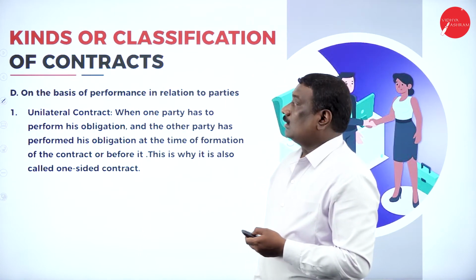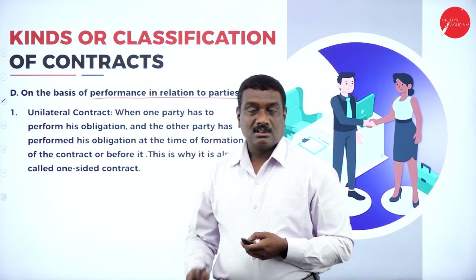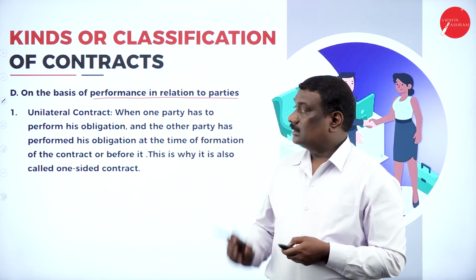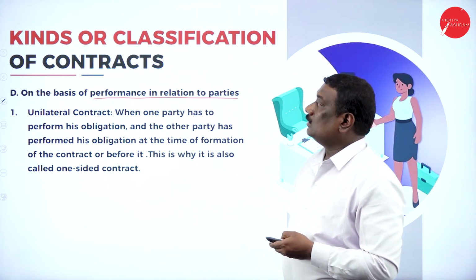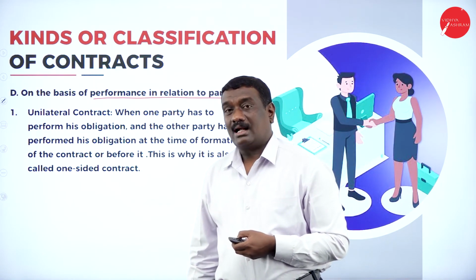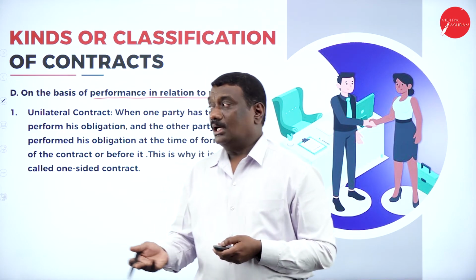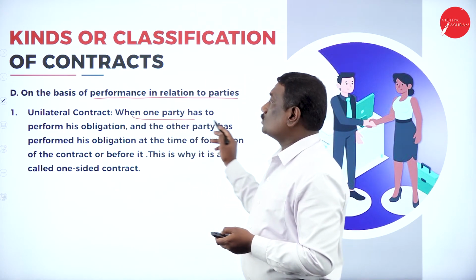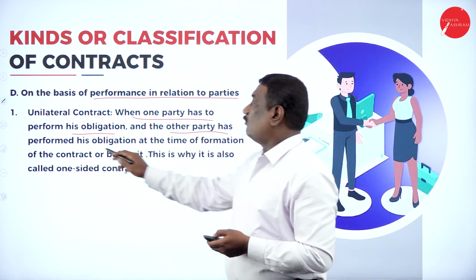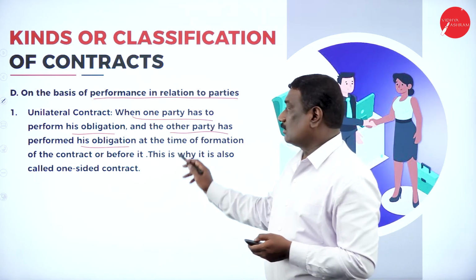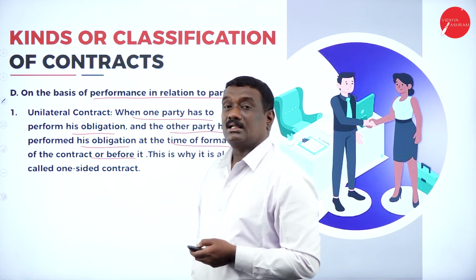Now students, on the basis of performance in relation to parties, we have two types. That is unilateral contract and bilateral contract. What is unilateral? Uni means single. Bilateral means two. So here, when one party has to perform his obligation, and the other party has performed his obligation at the time of formation of the contract, or before it, then it is called a one-sided contract.